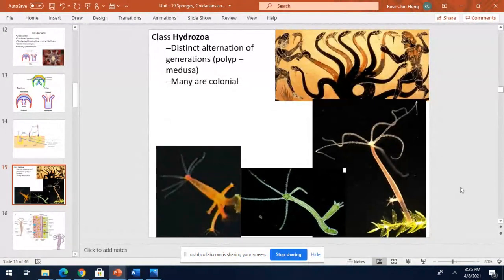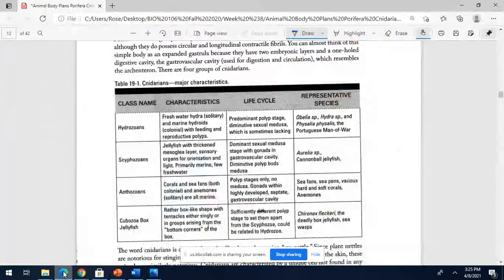So now we have four classes of our cnidarians. So we have the hydrozoans. All right, so we'll talk about that. We have the scyphozoans, we have the anthozoans, and we have the cubozoans. So the hydrozoans, you need to know this. This table, you need to know the characteristics, the life cycle, and the species that represent each of these classes, because it helps you organize your organisms and study.